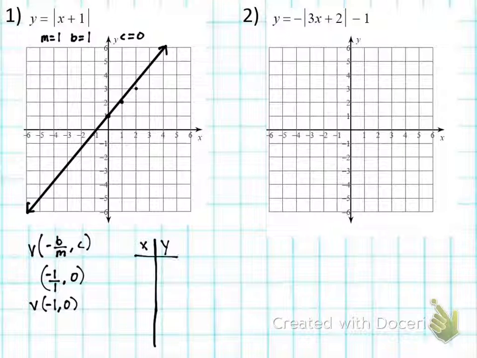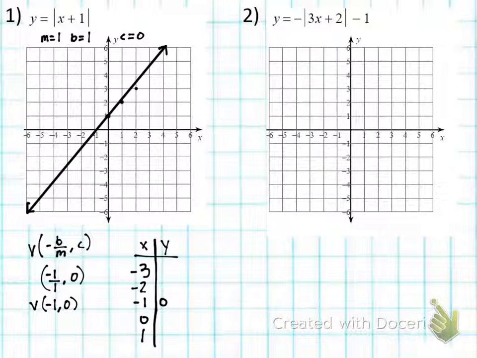If this is our vertex, just like parabolas, this is in the middle, we're going to pick 2 bigger numbers than our x value and 2 smaller numbers. 2 bigger numbers than negative 1 are 0 and 1. 2 smaller numbers are negative 2 and negative 3. Then I'm going to plug these numbers into my original equation to figure out what the output of x is, which is y.